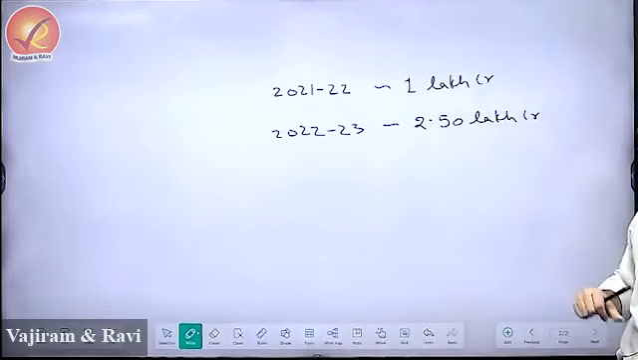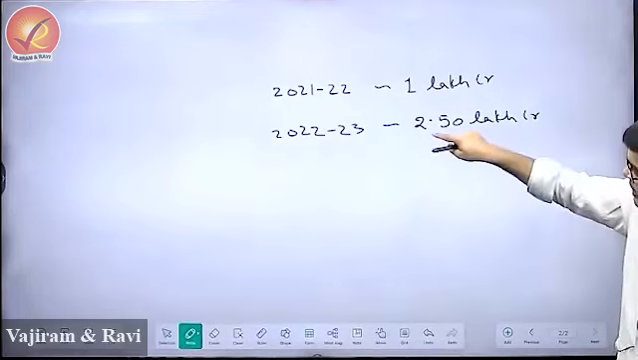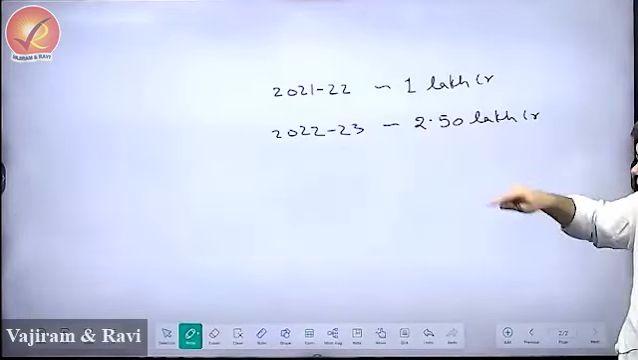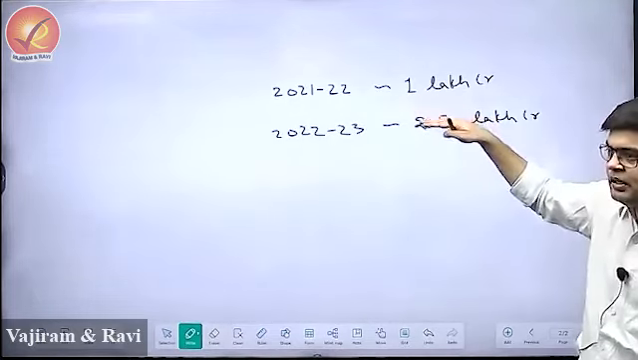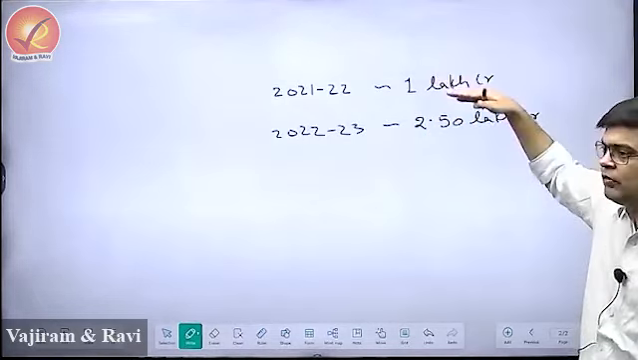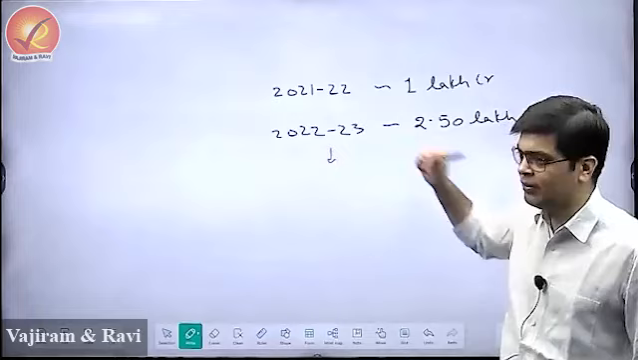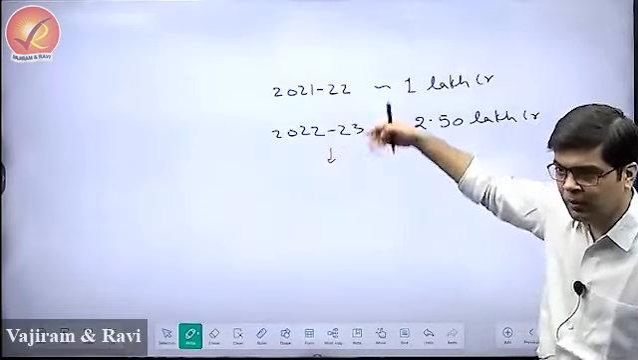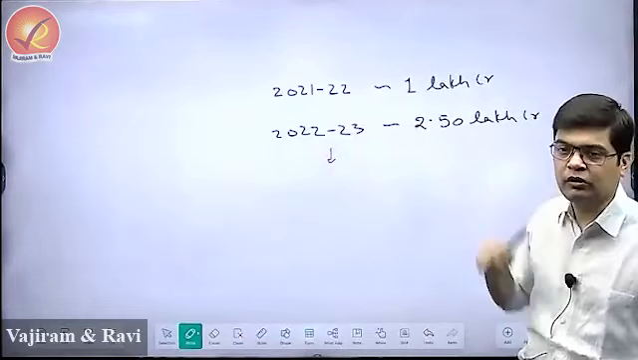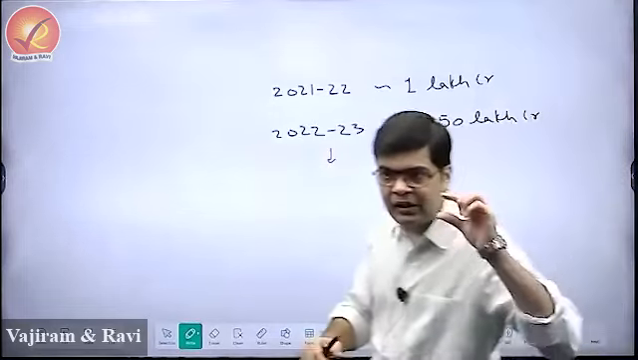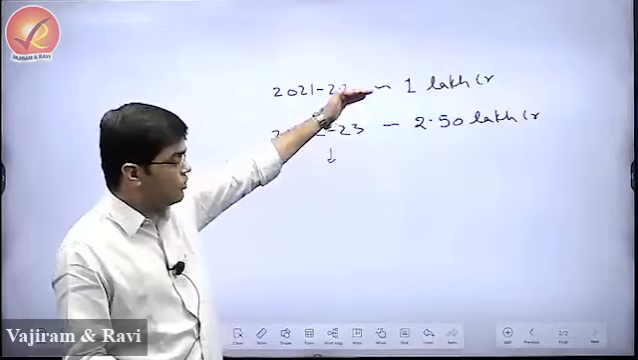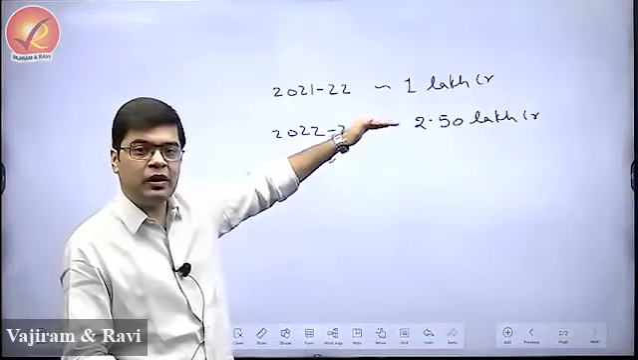Now the question is, when you look at the fertilizer subsidy, it was very high. Why did the fertilizer subsidy increase by almost 2.5 times in just 1 year? And this year it has also come down, though the exact figures are still not available. So why did the fertilizer subsidy jump from 1 lakh crore to 2.50 lakh crore in just 1 year?